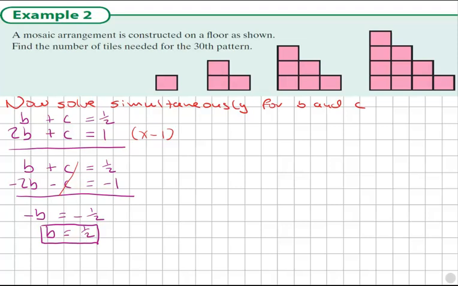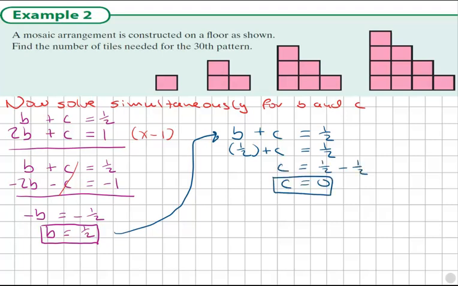So we're going to sub b into one of the equations. It doesn't matter which one. I'm going to go for the top equation. So I have b plus c is equal to a half. So substituting in place of b, I have a half plus c is equal to a half. Solving for c, I get c is equal to 0.